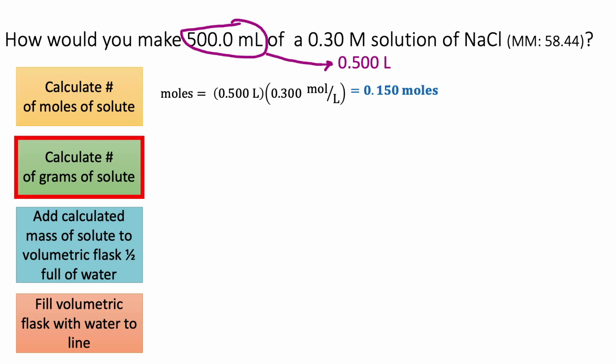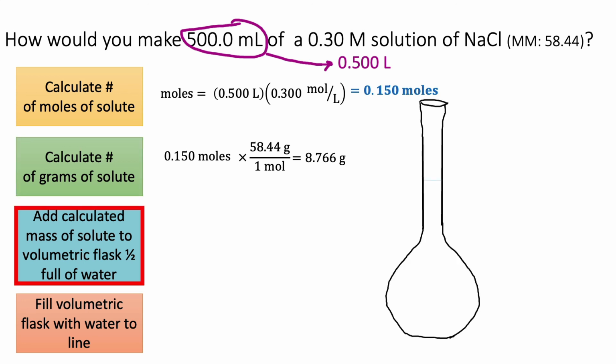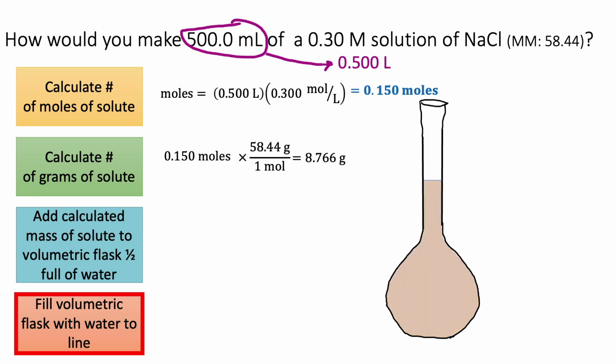The next thing we need to do is calculate the number of grams of solute. So if we have 0.150 moles of sodium chloride, what is that in terms of grams? Here we're going to use the molar mass of sodium chloride as a conversion factor, and that will give us 8.766 grams. So now we're going to get our volumetric flask, put some water in it, and then we will weigh out 8.766 grams of sodium chloride and dump it in. We're going to shake it up so it all dissolves, and then we're going to fill our volumetric flask with water up to the line, and that's how we'll do it.